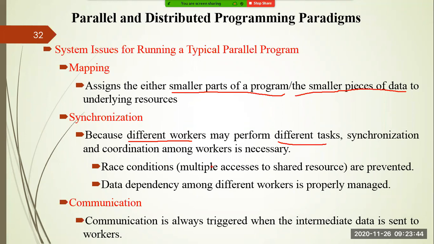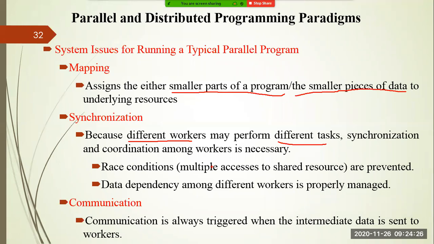If you are not dealing with this synchronization and coordination properly, it will lead to a race condition. What is a race condition? Race condition means multiple access to the shared resources. One worker is accessing a shared resource, and at the same time other workers are also accessing the same shared resource. If such a condition happens, then a race condition will occur. Right? Sometimes one worker is waiting for the result that should be given by another worker, so you have to ensure that that worker is providing that result so that it can execute.